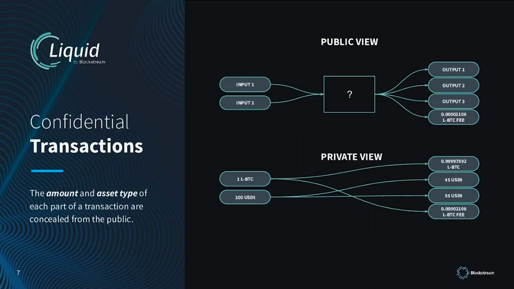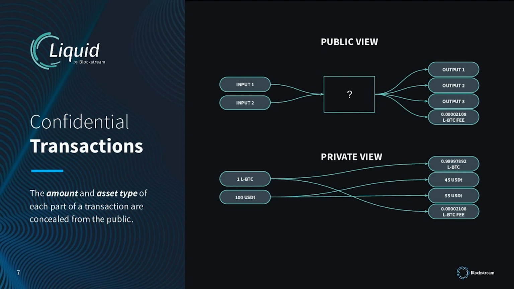All right, so I'm going to go into a little bit more detail about some features of Liquid and how it actually works, really in the guts of how these transactions work. And to really understand that, first is to understand the idea of confidential transactions. The key part of confidential transactions is that the amount and asset type of any transaction are concealed from the public, but known to the receiver and sender of the transaction. And this is also something that can be shared and proven to others.